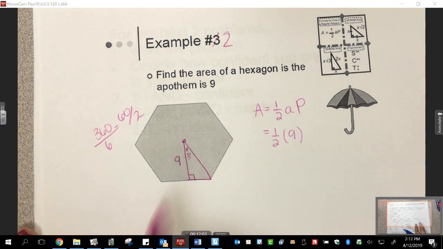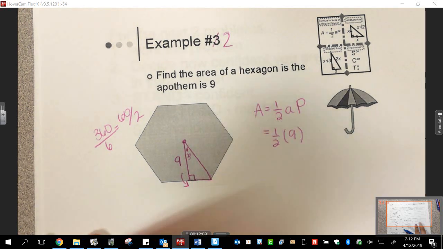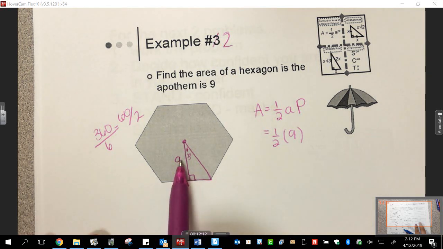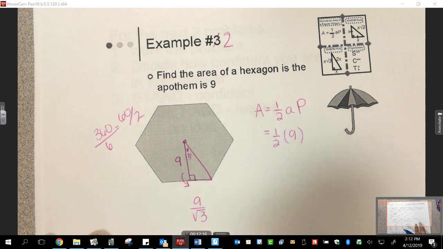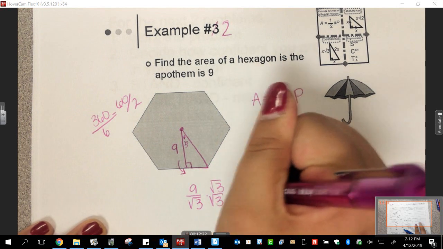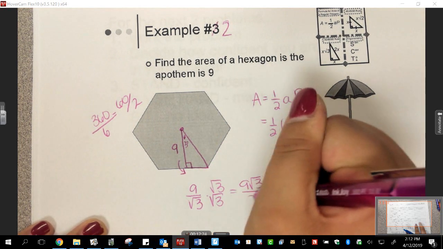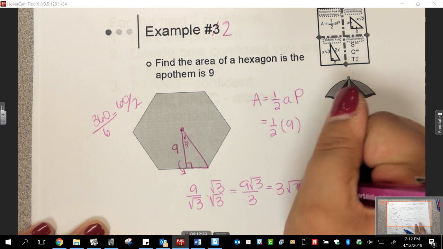Now that I know that that's 30, how does that even help me? How would I find this side? Because it's across from the 90, so then I have to rationalize. 9 square root of 3 over 3 gives me 3 square root of 3.